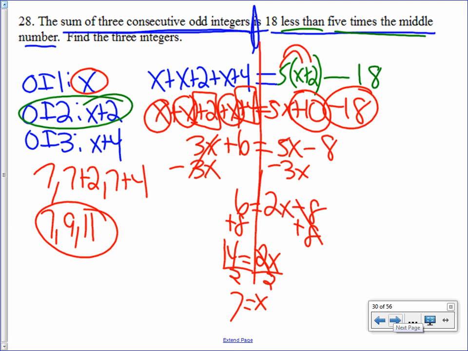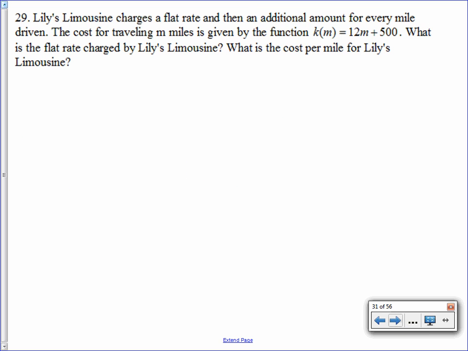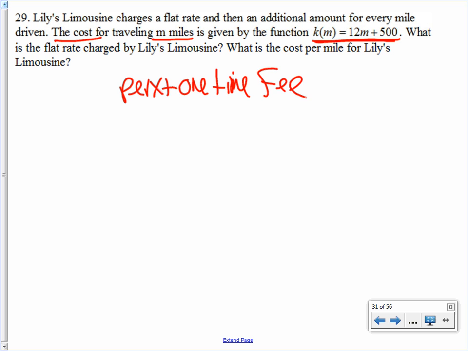Moving right along. Lily's limousine charges a flat rate and then an additional amount for every mile driven. The cost for traveling m miles is given by the function k of m equals 12m plus 500. Again, this is the cost for traveling m miles. Well, whenever I have a linear function, it's always per x plus the one-time amount. So, k of m equals 12m plus 500.